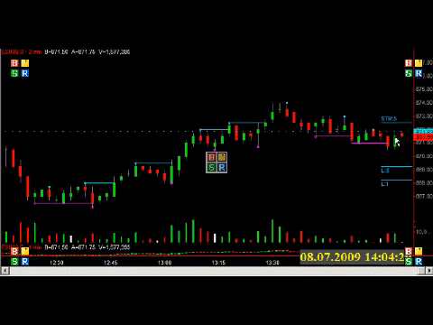Right at this point, I'm in the middle of a short of the ES minis, the S&P 500 E-minis, and this is my stop. I'm short 5 contracts. This is my first lot right here. If 3 contracts get sold, then I have 2 additional lots.